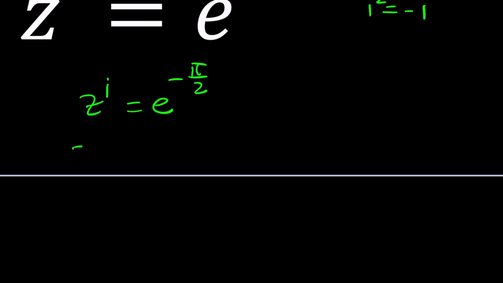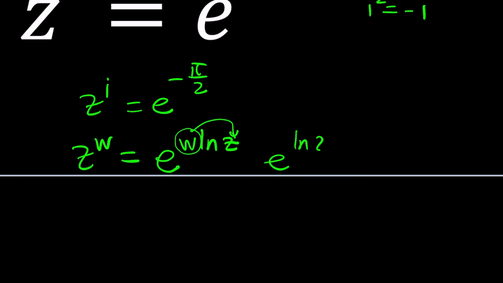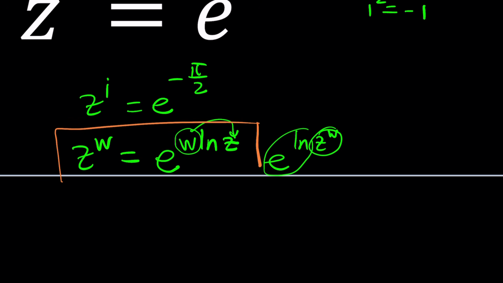By definition, z to the power w can be written as e to the power w ln z. If you think about it, kind of bring this here. That becomes e to the power ln z to the w. And by definition, e to the power ln something is something. So this becomes z to the power w. But by definition, we have this. This is something that you can always use with complex exponentials.